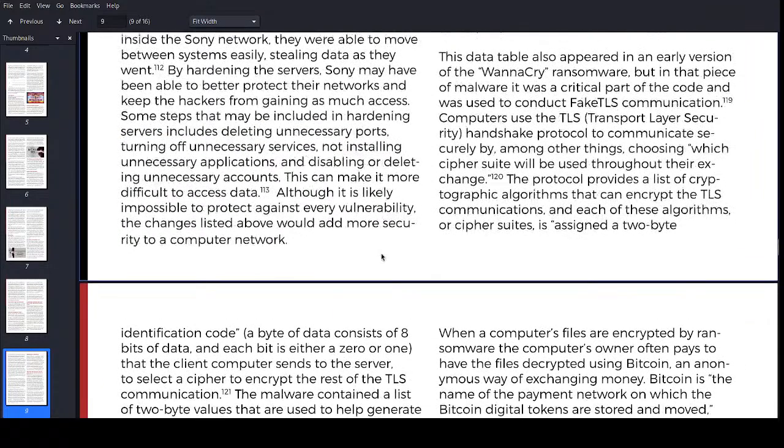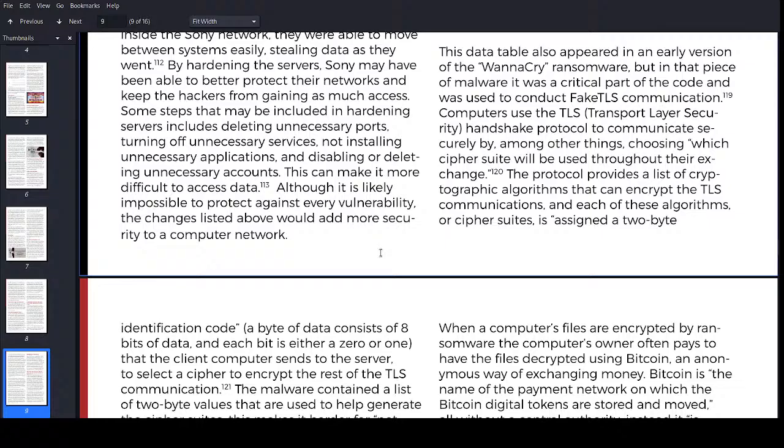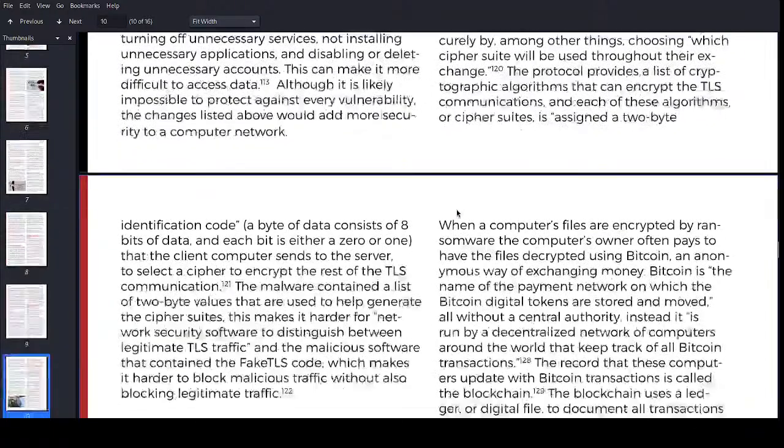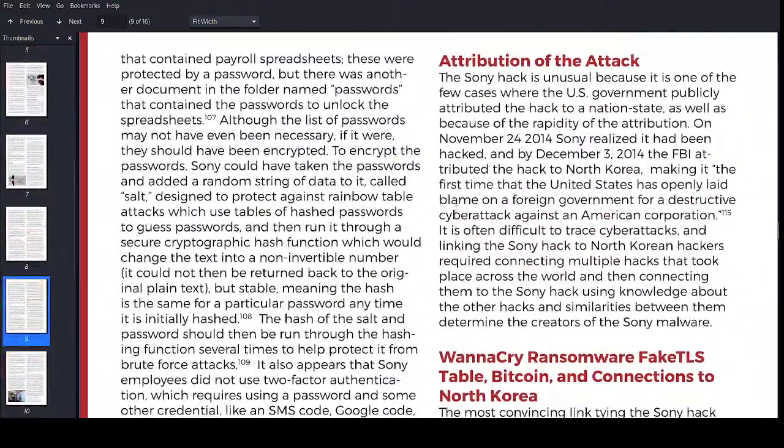So pretty much it's like an airtight setup in your environment, right? You're only supposed to use the computers for what you're supposed to use them for. That's it. Don't get personal. Don't get cute. Don't add information you don't need, etc. So I like the recommendations. This can make it more difficult to access data, although it is likely impossible to protect against every vulnerability. The changes listed above would add more security to a computer network. That is 100% true.